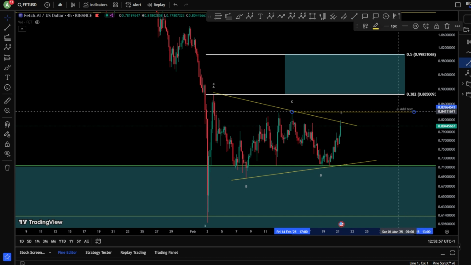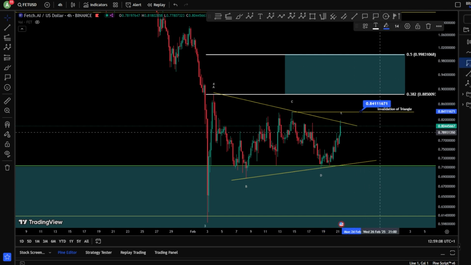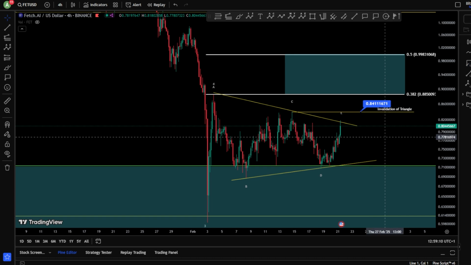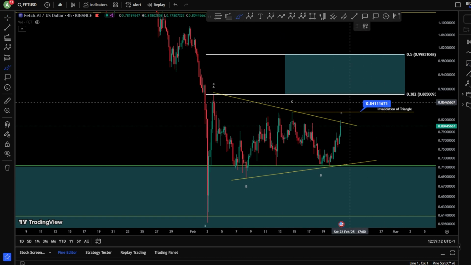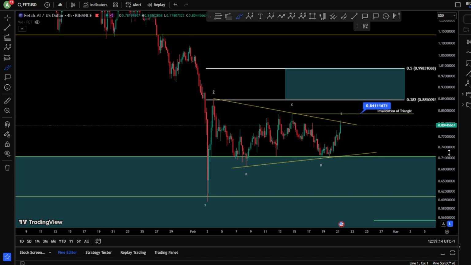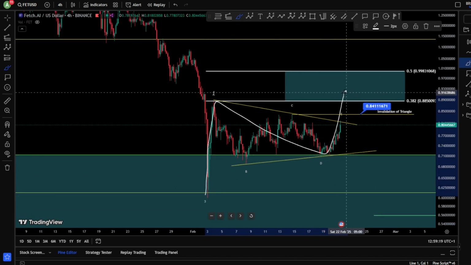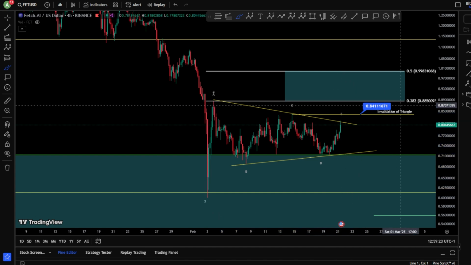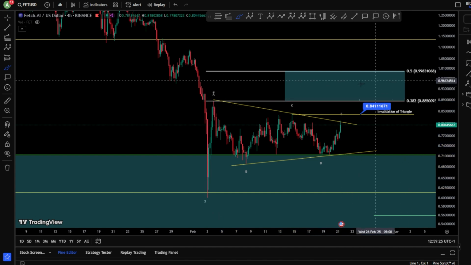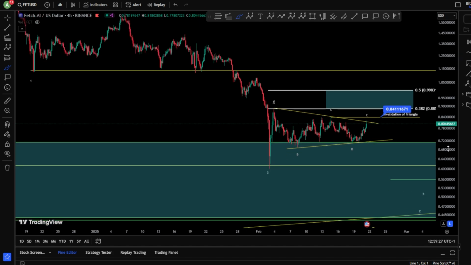The invalidation of this triangle can be the following. At this price action, we can invalidate this triangle at 0.84 cent. What does it mean if we invalidate this triangle? Are we bullish? No, definitely not. It means that you might be in a bigger ABC toward the upside, hitting perfectly the blue box between the 0.38 and 0.5 level for a wave 4.